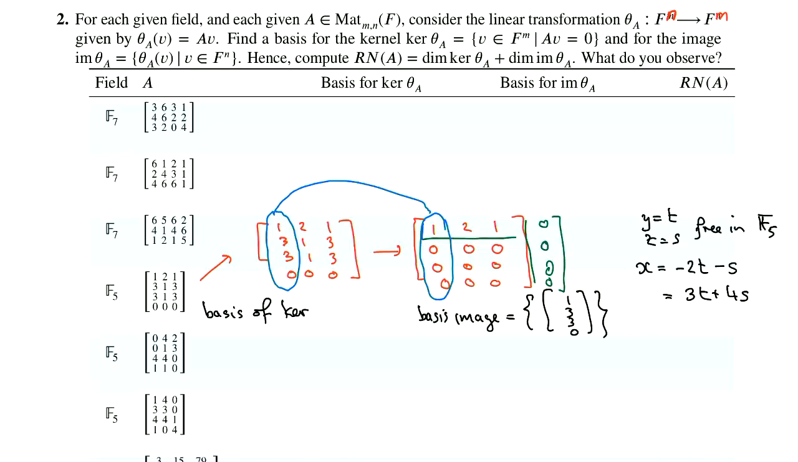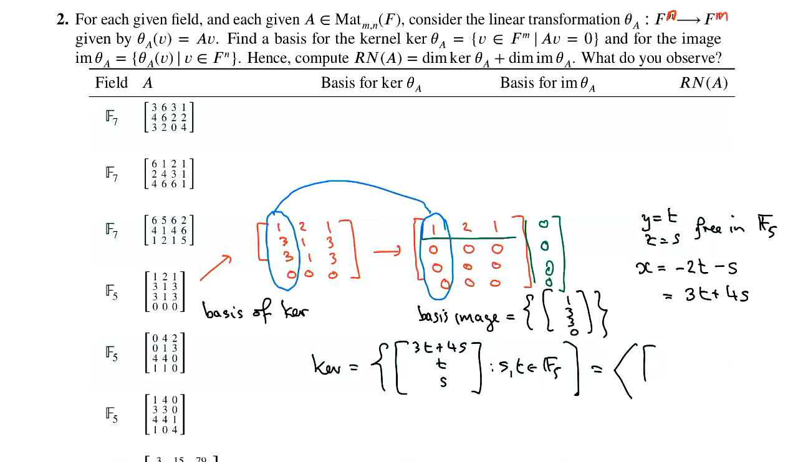So that says my kernel is equal to the set of all things of the form 3t plus 4s, t, s, such that s and t are in the field. But that equals the span of this guy, 3, 1, 0, that's the t, multiples of t of that guy, and s is this guy.